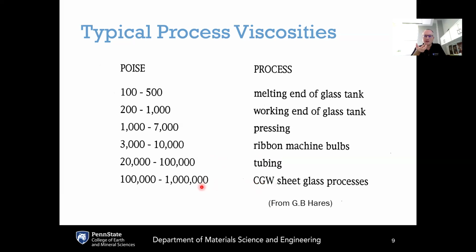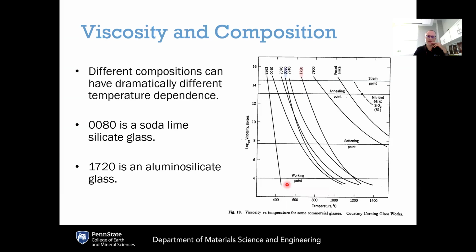So you can see that the specific viscosities that are relevant for particular glass forming operations depend on how that forming equipment is designed, and it depends on the type of shape that you want to make. We're going to be getting into all of these once we get to chapter 22 in the book, which is about glass industrial processes. Here's another older plot.